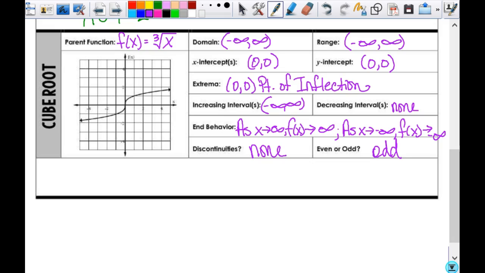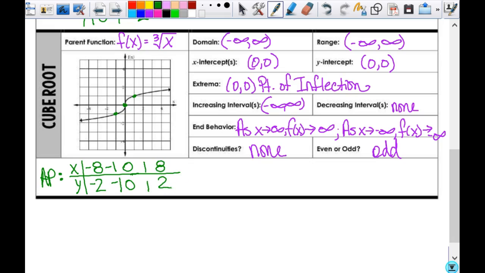All right, so our anchor points. These three, and then two more that aren't even on my graph. So I'm not going to start at -1. What do you think I'm going to start at? -8. And when x is -8, y is going to be -2. Good. And then -1, -1, 0, 0, 1, 1, and 8, 2.